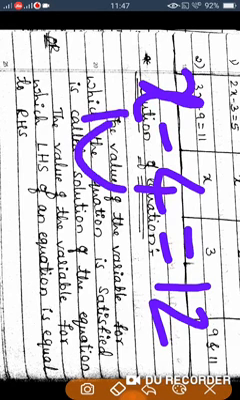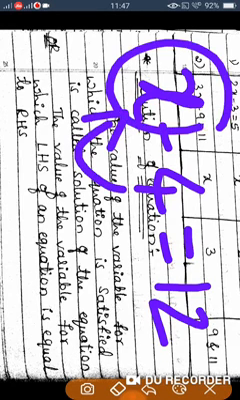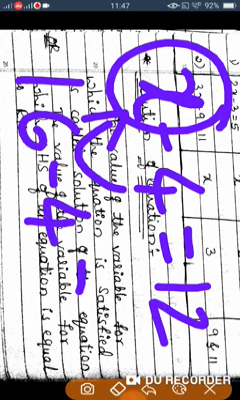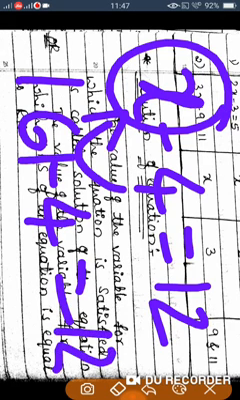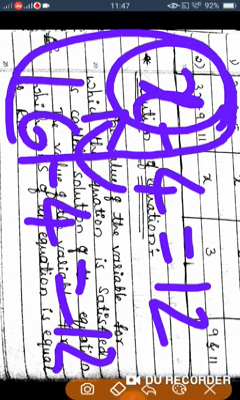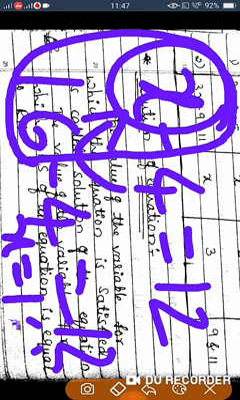If you subtract 4 from some number, you will get 12. What is that number? Directly you will tell it is 16, because if you subtract 4, you will get 12. Is it true or not? Then automatically x is equal to 16. x is equal to 16, or the value of the variable x is 16. So this is the solution of the given equation.